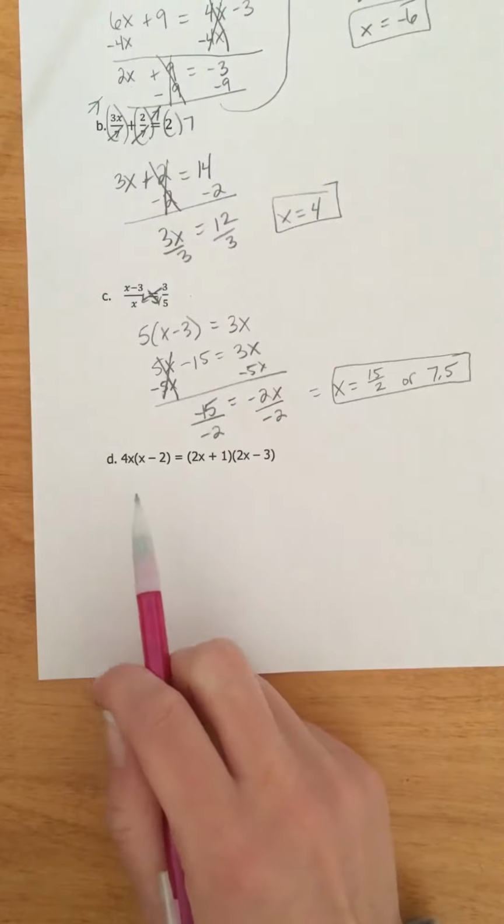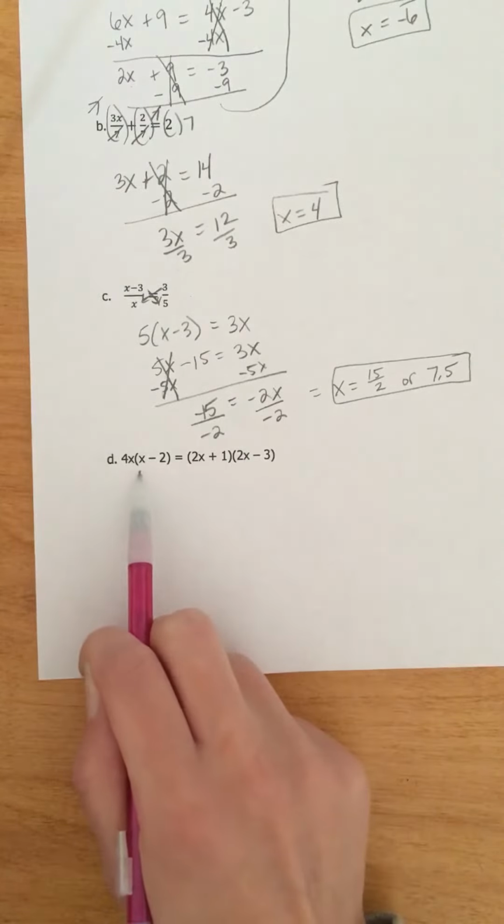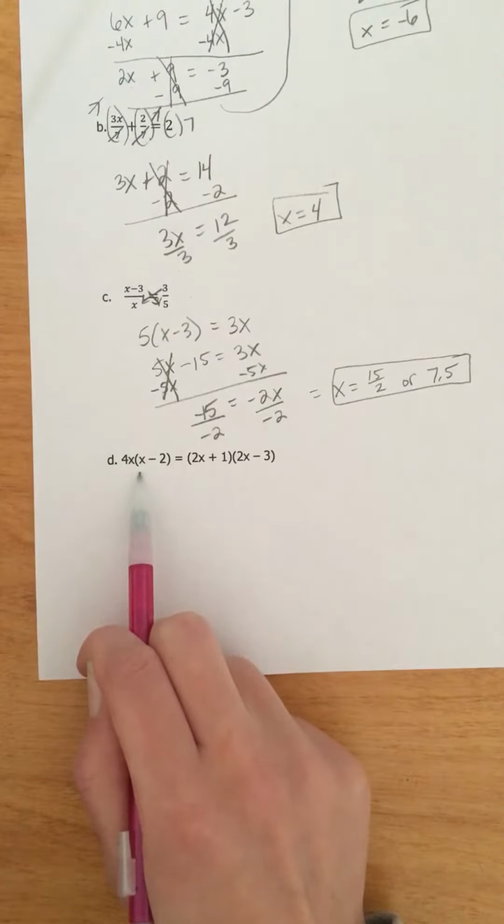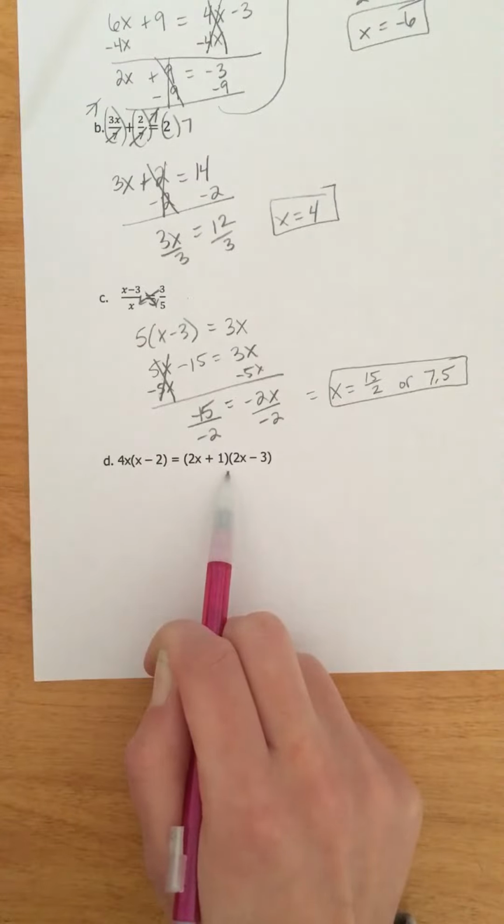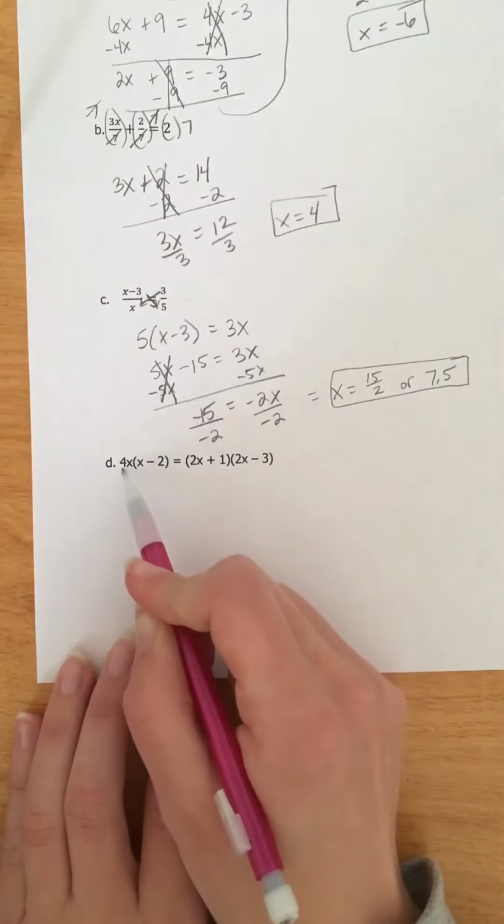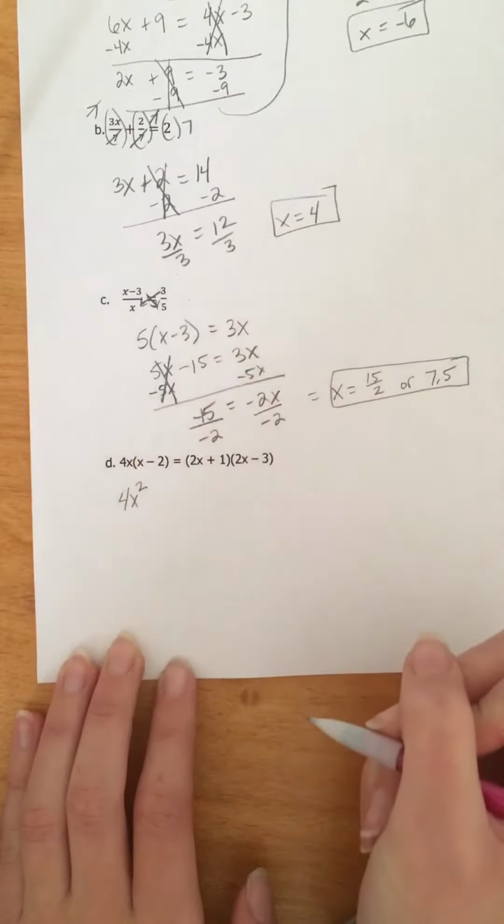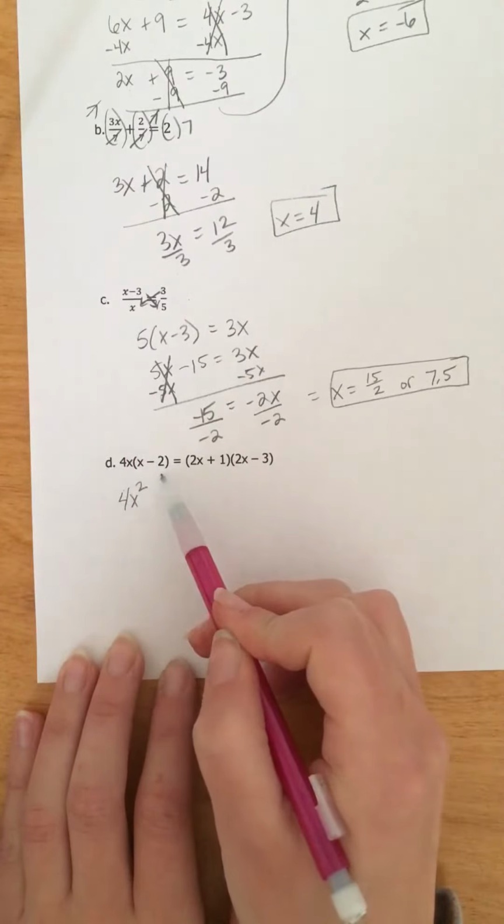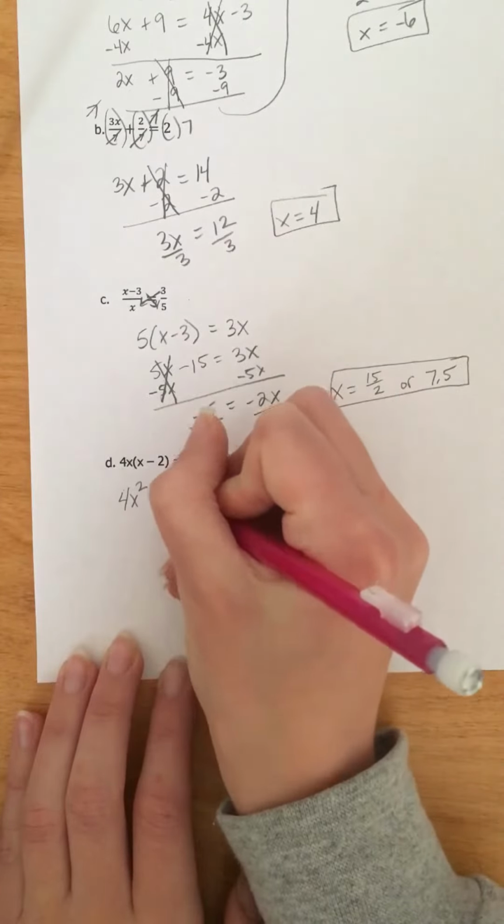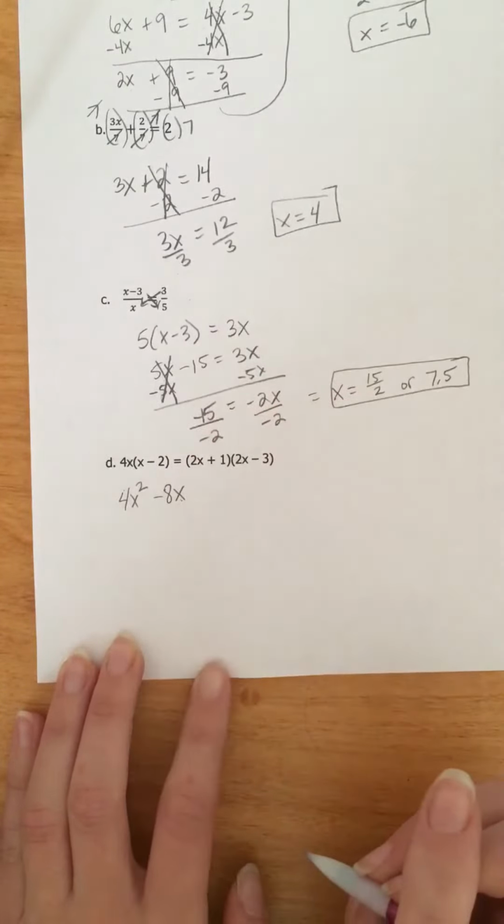All right, D, we have a couple sets of parentheses going on. The left side I'm going to distribute just like I have been. The right side, we're going to draw a generic rectangle. So left side, 4x times x is 4x squared. 4x times minus 2 is minus 8x. Make sure you bring this x over here with it.